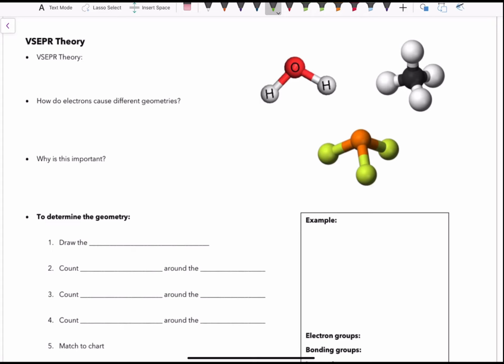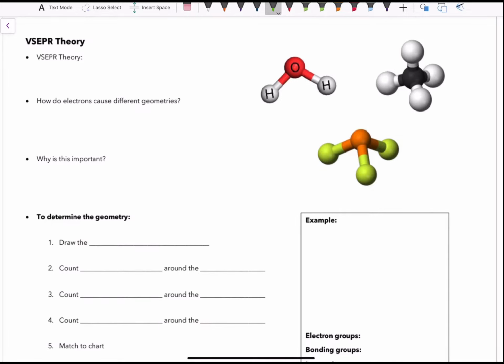This video is going to go over VSEPR theory. It's going to talk about what exactly this is, why it is important, and then, if you are looking at a Lewis structure, how do you figure out what the molecular geometry of it is?